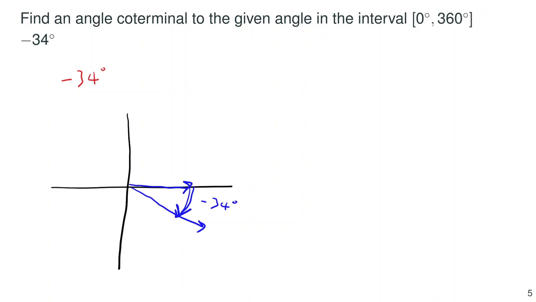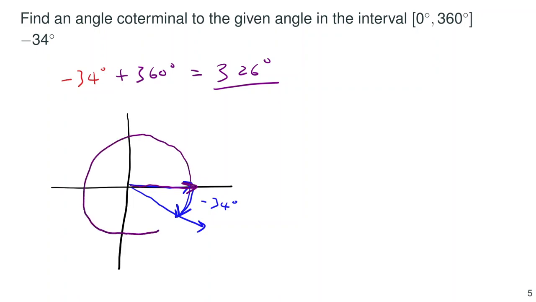If you want to find a coterminal angle between 0 and 360 degrees, we can just add 360 degrees. So if you add 360 degrees, we get 326 degrees. So how does 326 look on the graph, or on the x and y coordinates? Again, same initial ray, but 326 will be this one right here, like this angle. Now this is a positive angle. That's why we move counterclockwise.